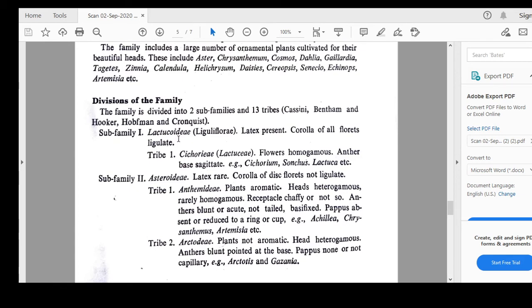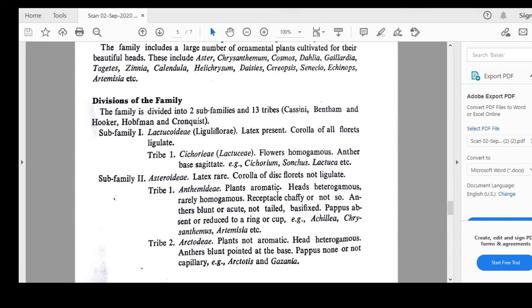Subfamily Lactobacilli or Liguliflori: latex present, corolla of all florets ligulate. This is divided into one family, one tribe only, Cichorieae or Lactuceae: flowers homogamous and base of the anther sagittate. Example, Sonchus. And subfamily Asteroideae.